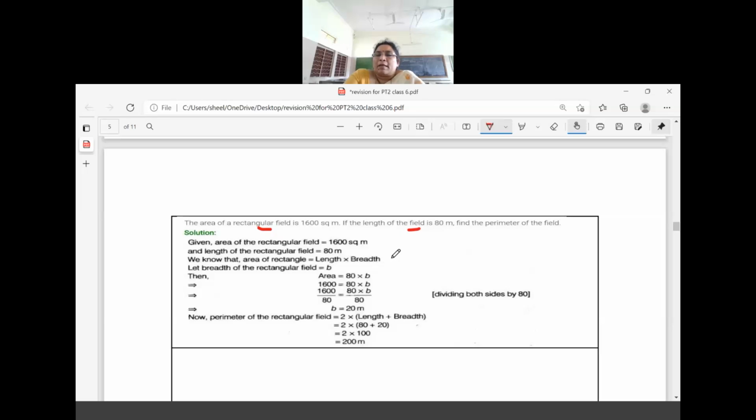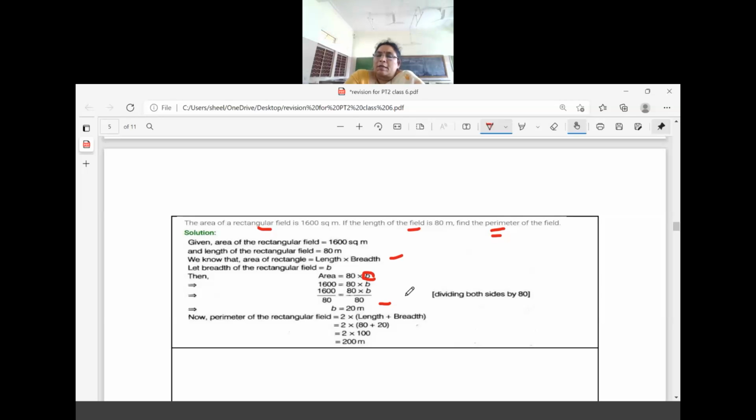Length into breadth. And the breadth is unknown to us. So we can go for finding the breadth there. So breadth is equal to 20. Then what is the next step? We can apply the perimeter formula and find it out. So this is a higher level question.